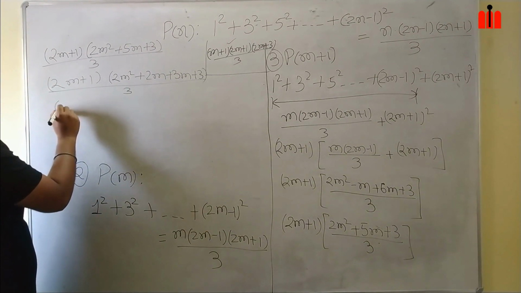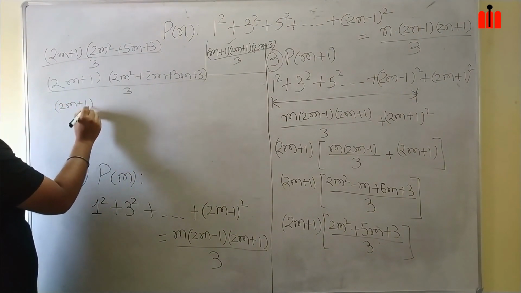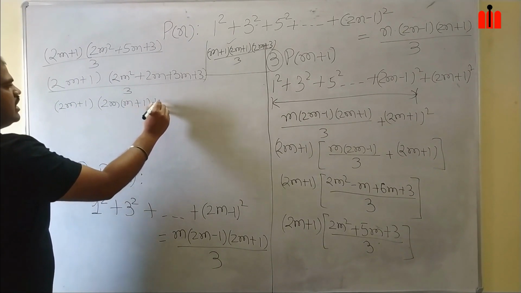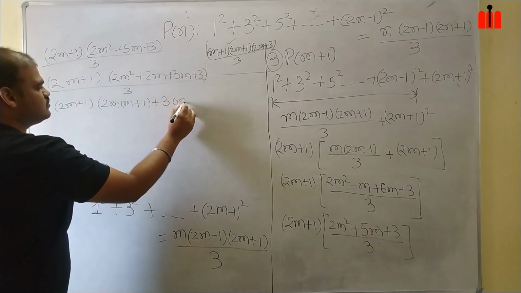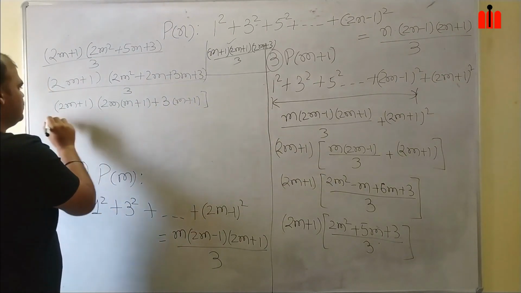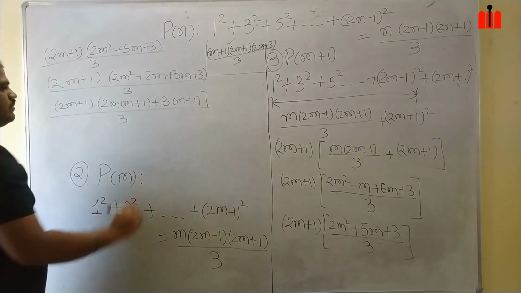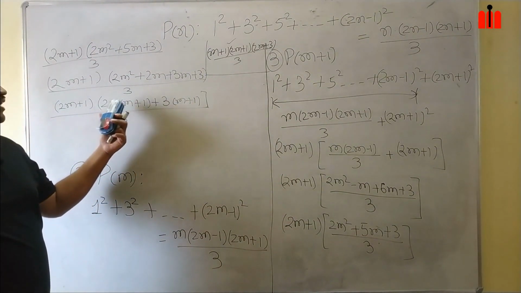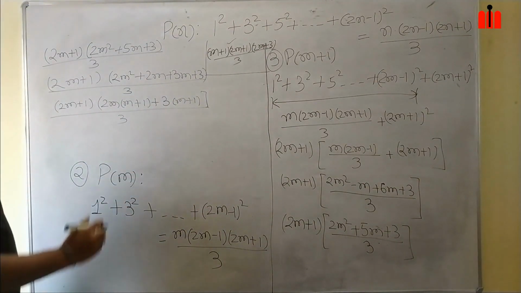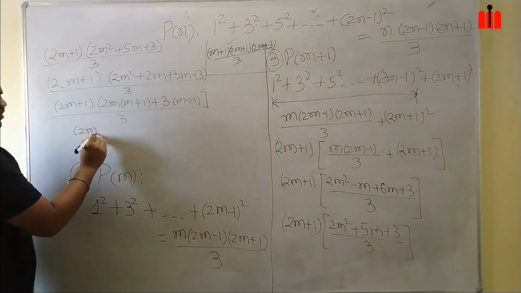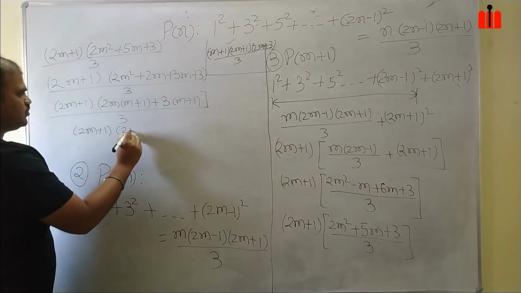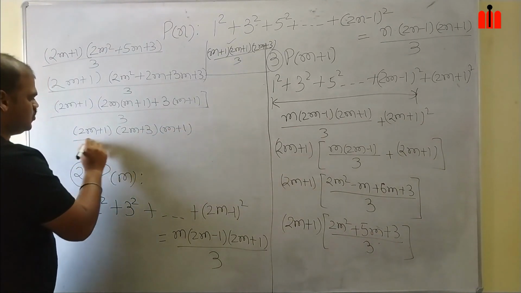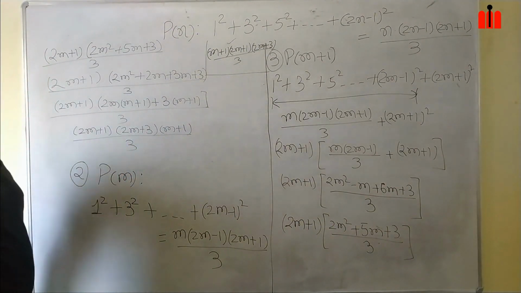Then it is 2m plus 1. Here 2m is common, so it will become m plus 1, and here 3 is common and it will also become m plus 1, whole divided by 3. Now in these two terms, m plus 1 is common. Here 2m plus 3 and it is m plus 1. So it is 2m plus 1, 2m plus 3, m plus 1, whole divided by 3.